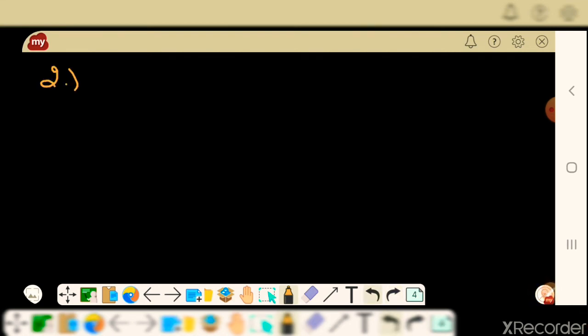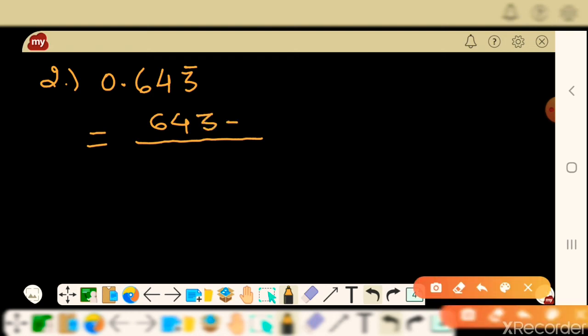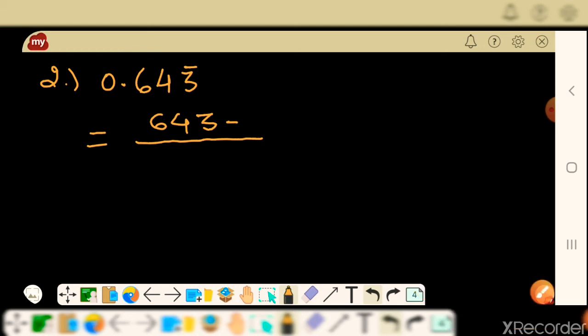Let's say I'm having 0.64 and bar on 3 only. Fine. So as we have done in the previous question, in the numerator part we will write 643 and we will subtract the digits which are not repeating. So here we can see 64 is not repeating. So we will subtract 64 from this number.